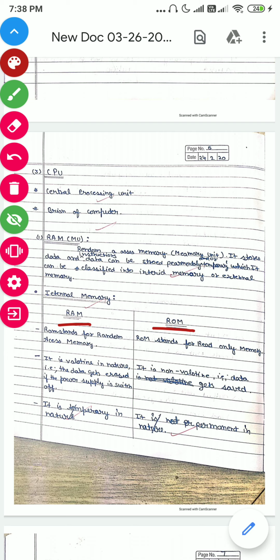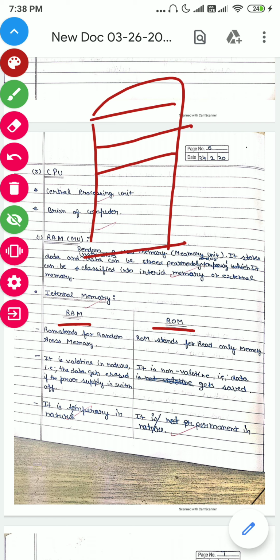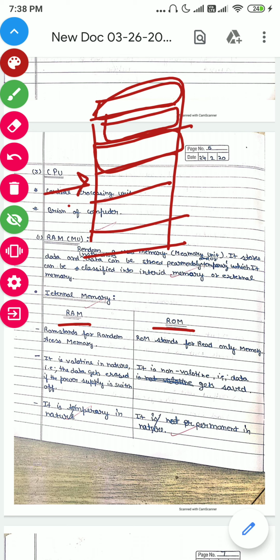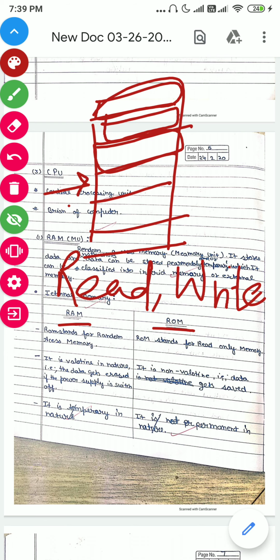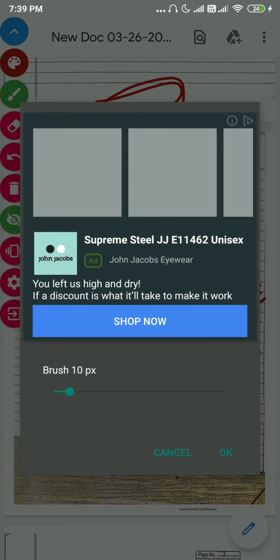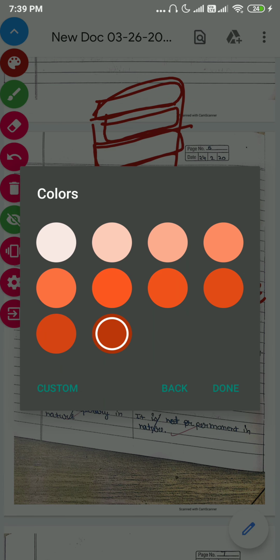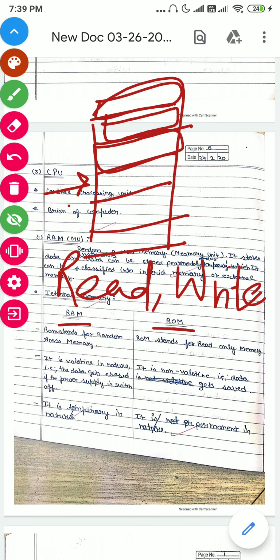Now what do you mean by random access? Random access means, like, this is a memory, and these are the blocks. This is one block, this is another block, this is another block. Now you can access any block anytime. This means random access, and we can read the data from RAM and we can also write the data into the RAM. But in read only memory we can just read the data, we cannot write the data. It is in the name itself that we can read but we cannot write the data in ROM.